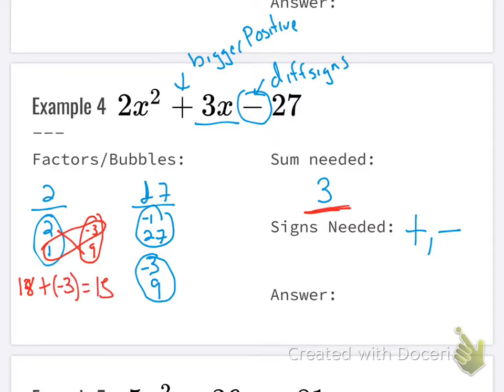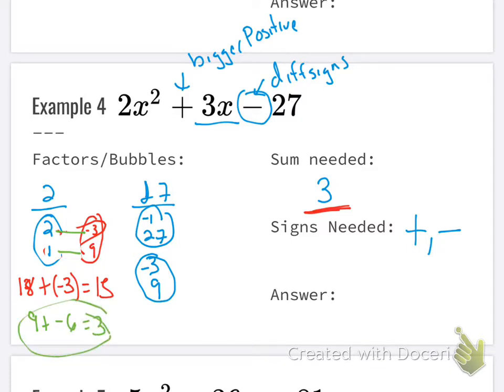Well, that didn't work out, so let's try our other way. I'm going to erase these. We'll see if it matches or if we can find a better match. 1 times 9 is 9, plus 2 times 3, negative 6. That gives me a positive 3, so that's my winner.